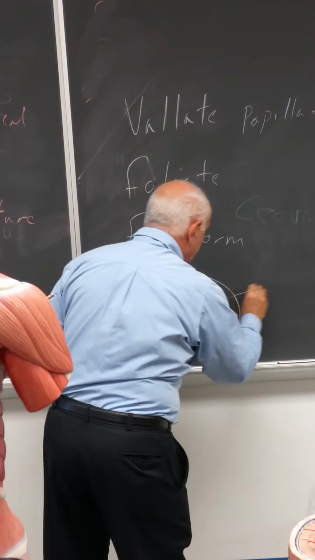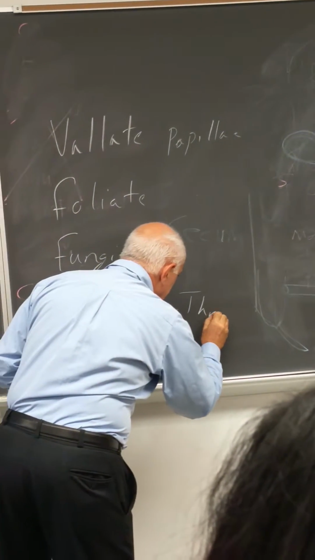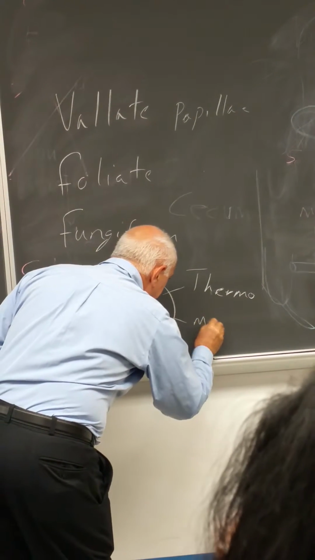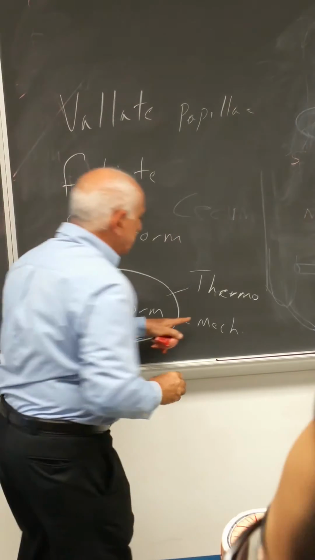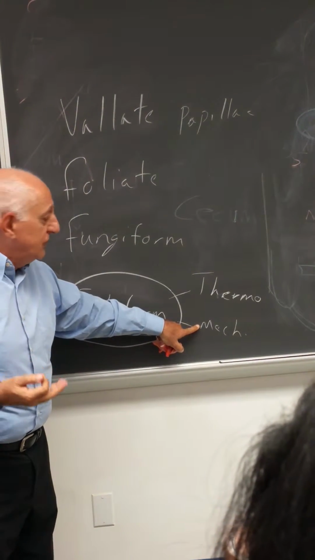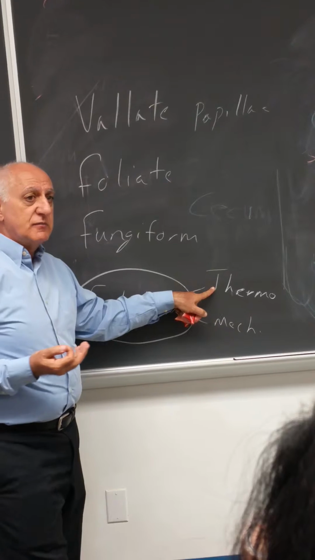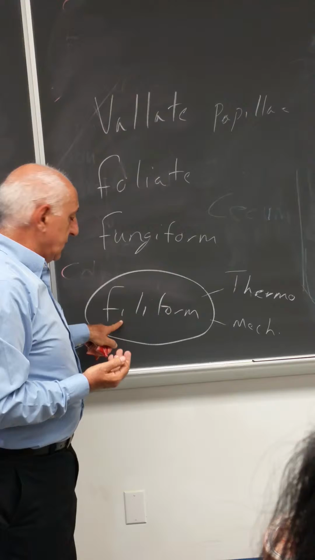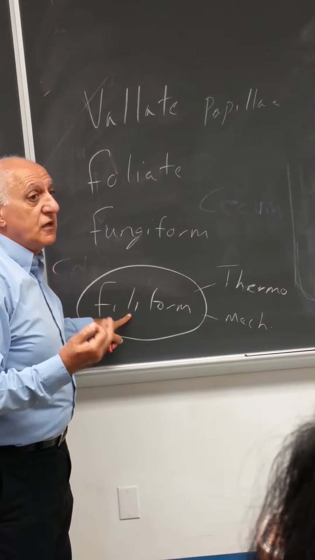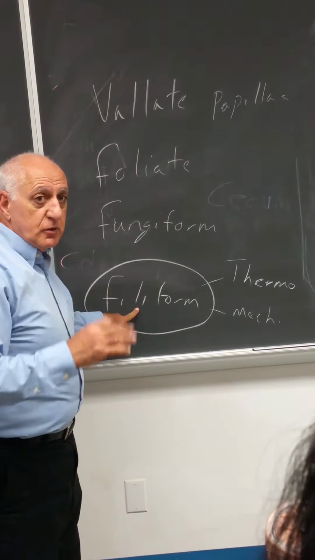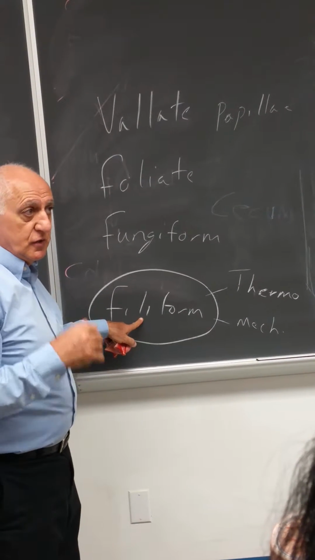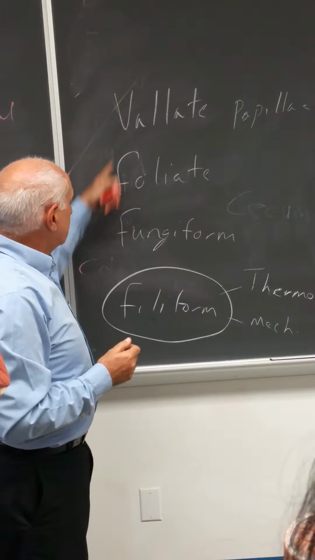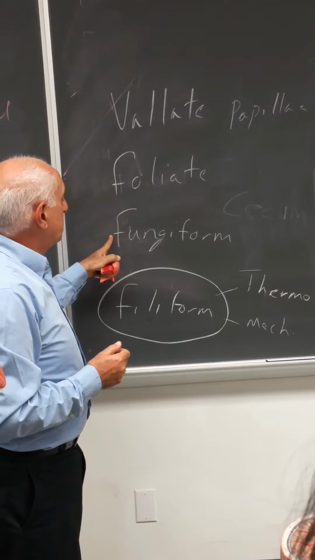This one contains thermoreceptors and mechanoreceptors. The mechanoreceptors feel the texture of the food. They feel the temperature and texture. These ones are more to make the tongue rough in order to manipulate the food during chewing and swallowing. The rest of the elevations, you call them papillae.